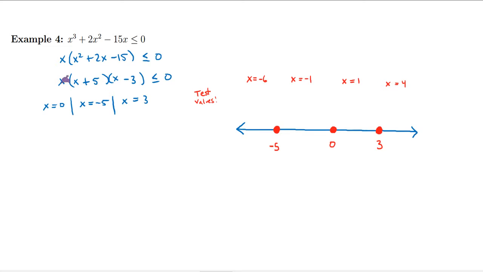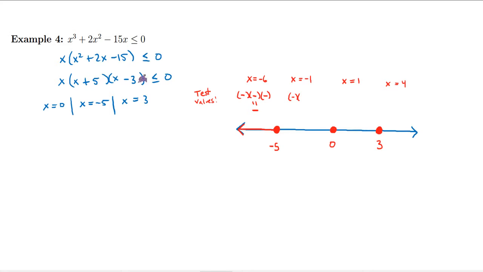So plug in negative 6, you get a negative. Then negative 6 plus 5 is negative 1, right? So that's a negative. Negative 6 minus 3 is a negative. Negative times negative times negative is a negative. And is that what we want? We want the left-hand side to be less than or equal to 0. So yes, we're looking for negatives. We already have the zeros, right? Plug in negative 1. What do we have? Negative 1.